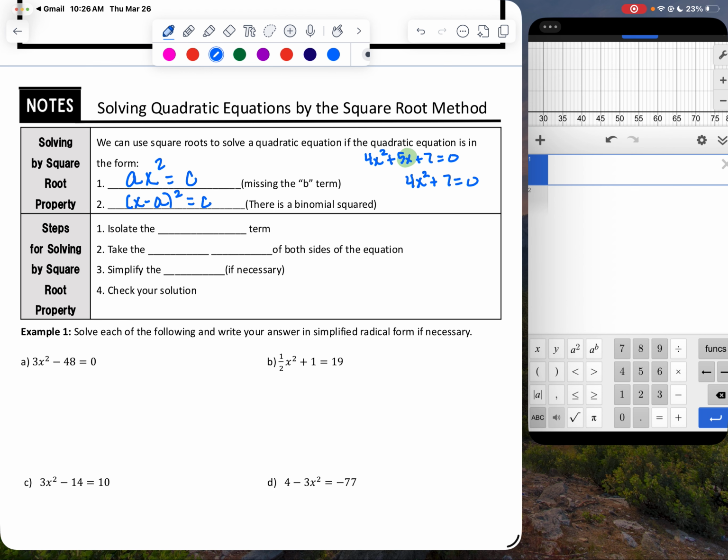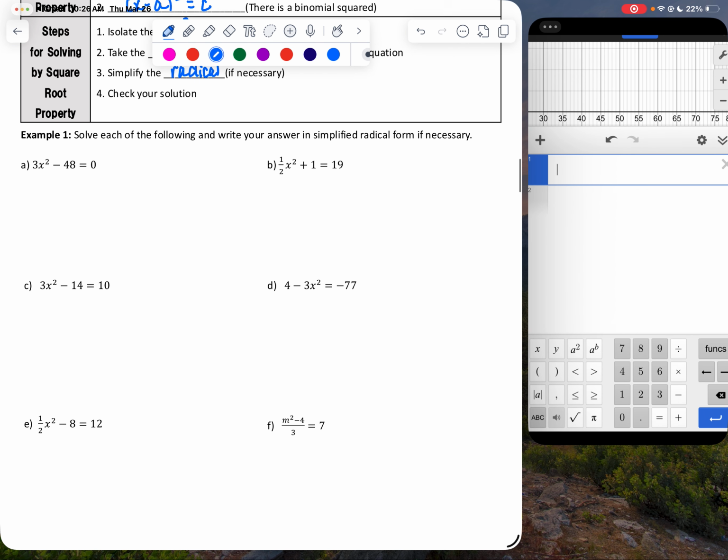Now, the steps to solving by the square root property are: Step 1, isolate the x squared term. Step 2, take the square root of both sides of the equation. Step 3, simplify the radical if necessary. And step 4, check your solution. Now, let's do a couple of examples so you can see how these steps work in a problem.